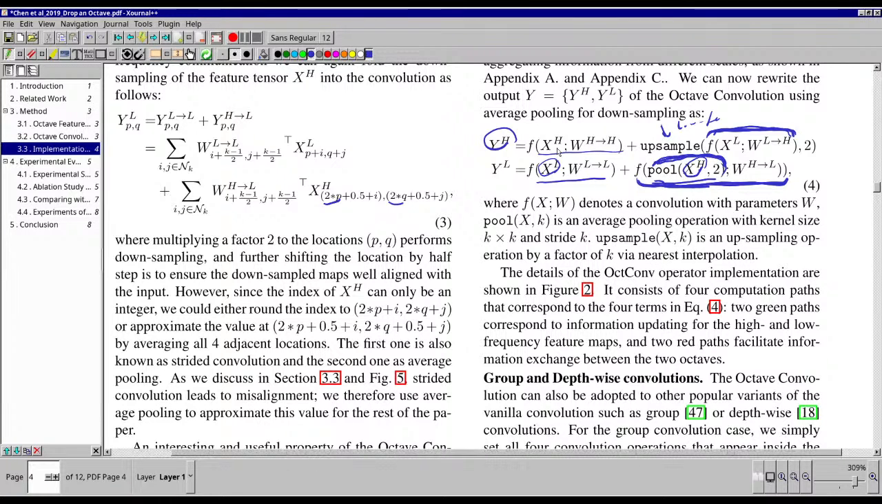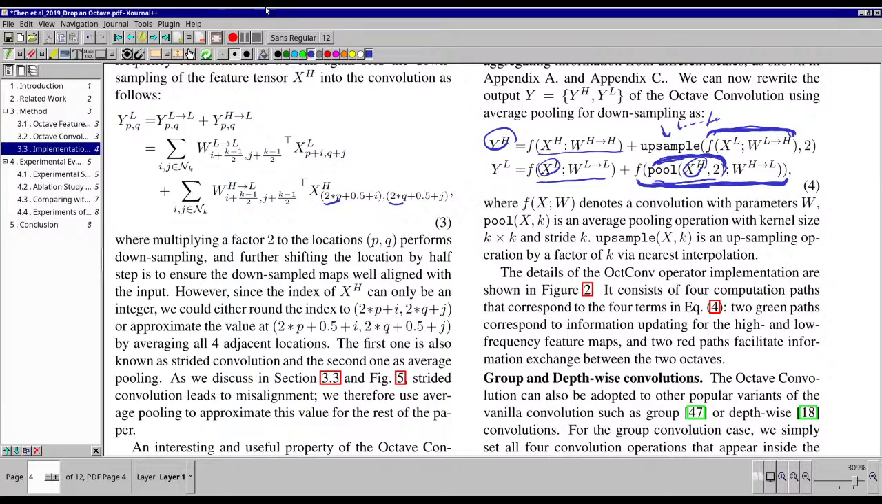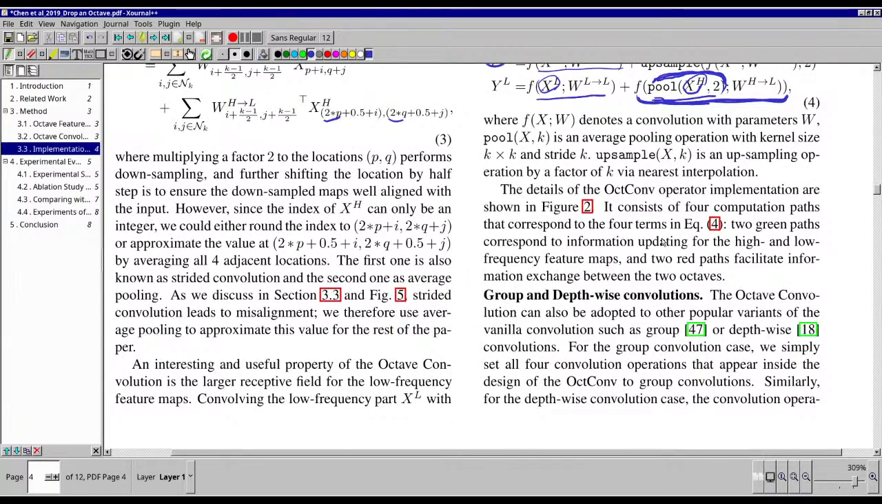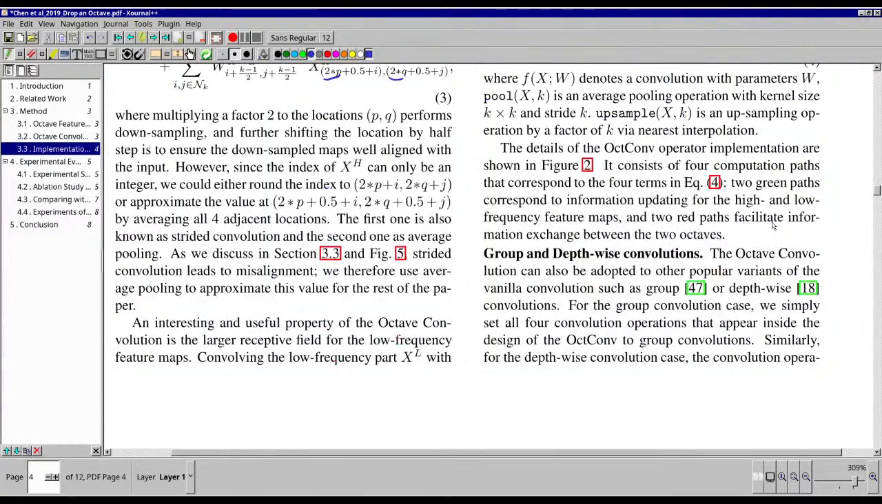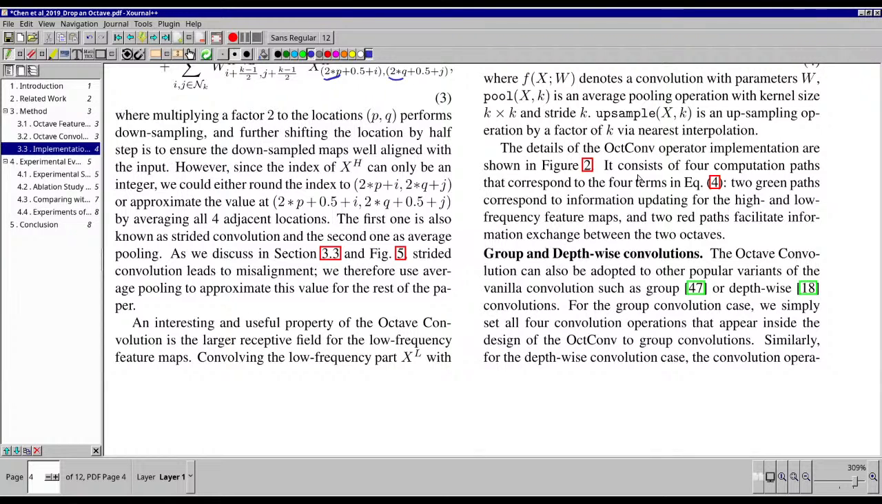The details of the OctConvolution operator implementation are shown in Figure 2. It consists of 4 computation paths that correspond with the 4 terms in equation 4. 2 green paths correspond to information updating for high and low frequency feature maps, and 2 red paths facilitate information exchange between the 2 octaves.